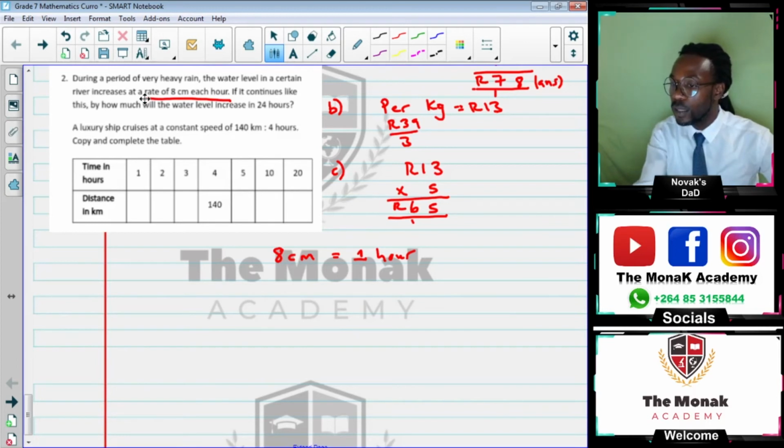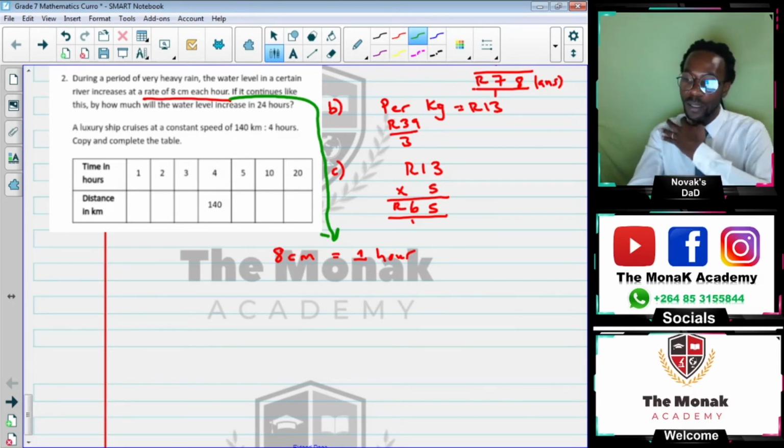We've taken this and brought it into a statement. If it continues like that, by how much will the water level increase in 24 hours?